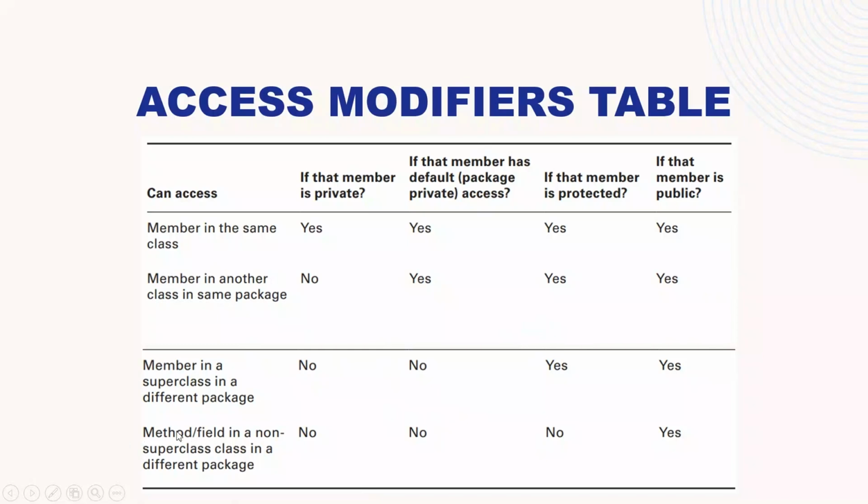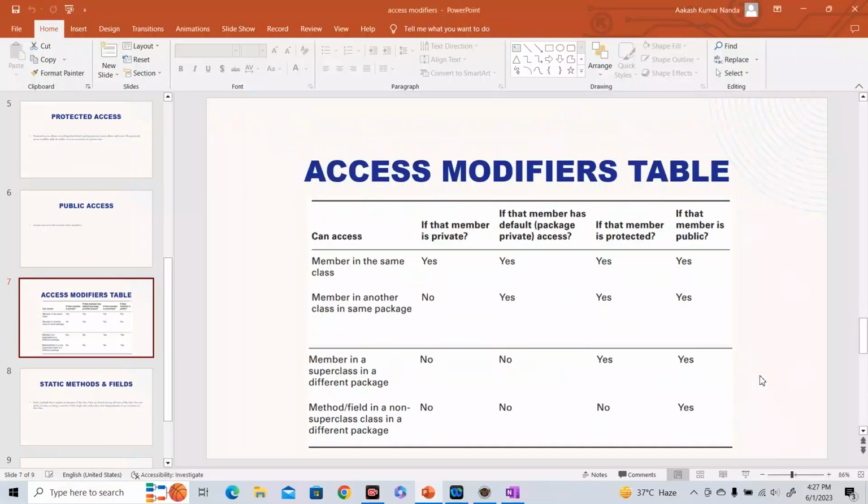If it is a non subclass, then only public is accessible, right? I mean, if it is not a child class, then protected will also not work. Only public will work in that case. Alright, I hope that makes sense, guys.